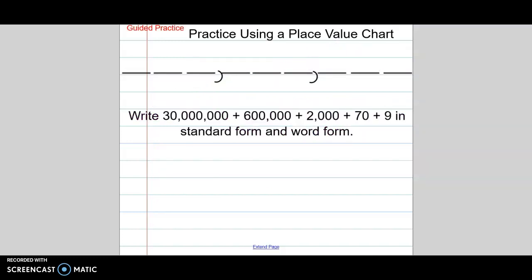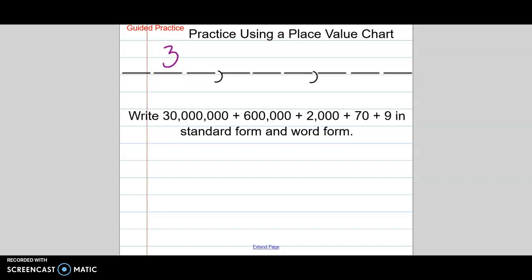Next problem. They write it out in expanded form for us. So it says to write 30 million plus 600,000 plus 2,000 plus 70 plus 9 in standard form and in word form. So I always like to start out with standard form first. It's what our brain is used to. It's what we're used to seeing. We're going to write down that we have 30 million.